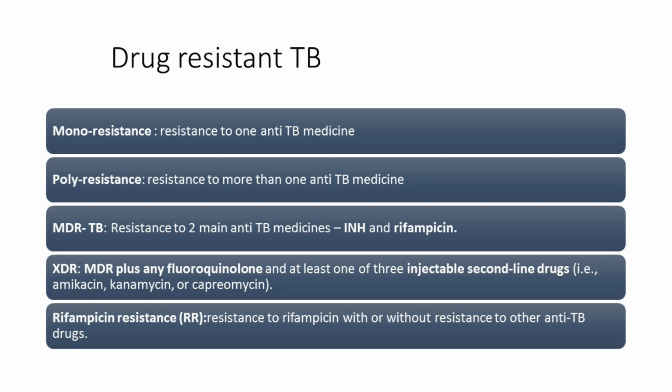Drug-resistant TB has a lot of advances coming up, so I will just give you a few definitions. Monoresistance is resistance to one drug. Poly means more than one drug. MDR means resistance to your two main drugs, that's INH and rifampicin. XDR means INH, rifampicin, quinolone, aminoglycosides. And rifampicin resistance is what we pick up on Genexpert. When we get rifampicin resistance, we always assume that INH may be resistant, and it's indirect evidence that this is an MDR TB patient.